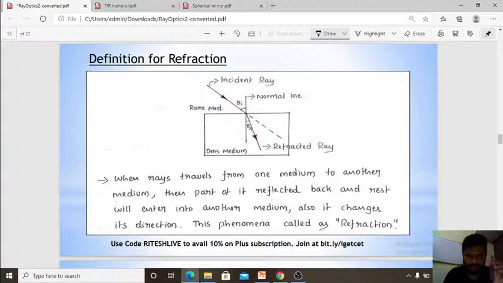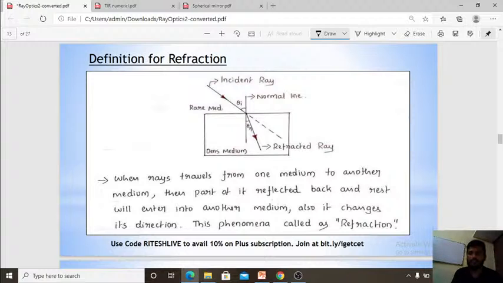I will give an example first. If you have a glass of water and you insert a pen into it, the pen will look somewhat bent. Why? Due to refraction. Is it right? Yes, my dear.